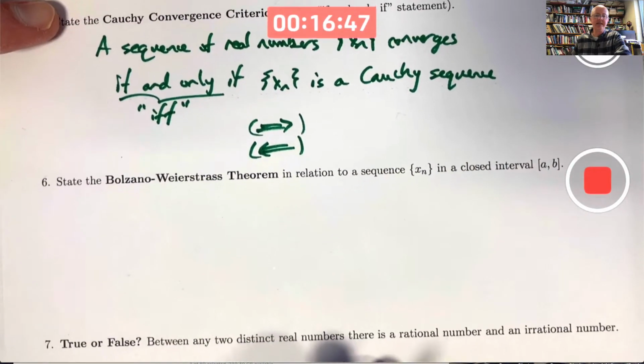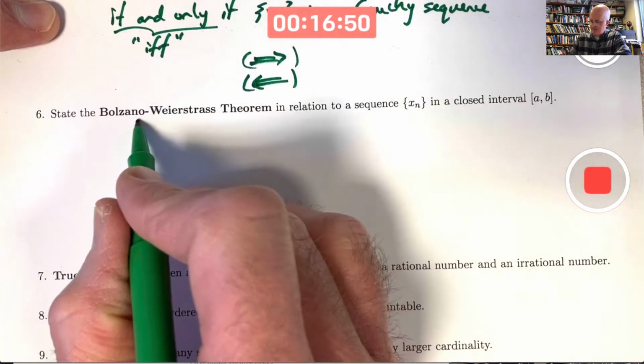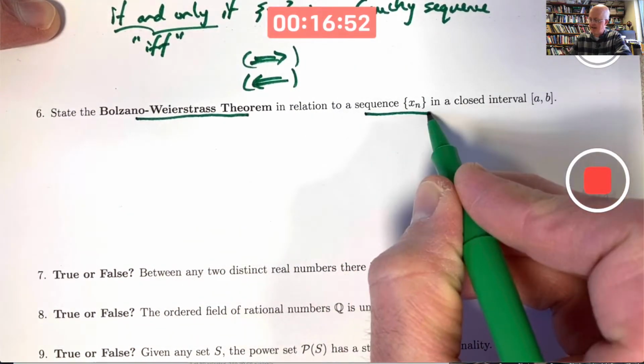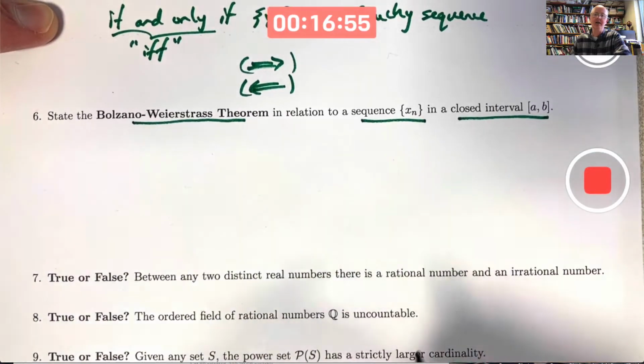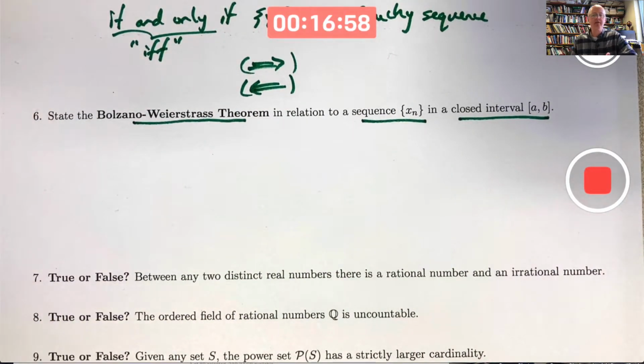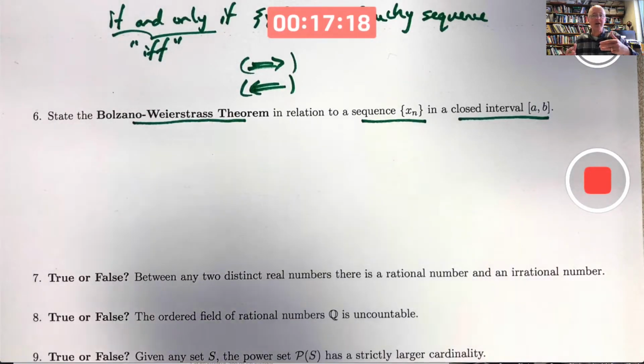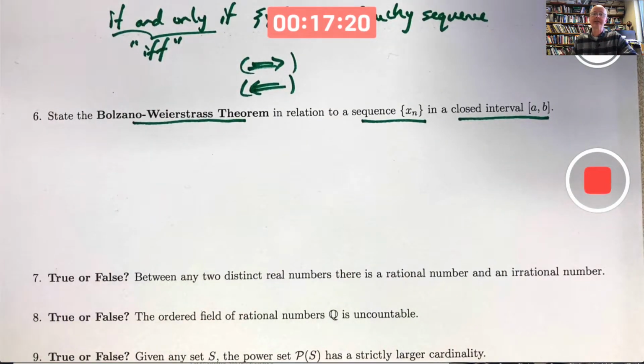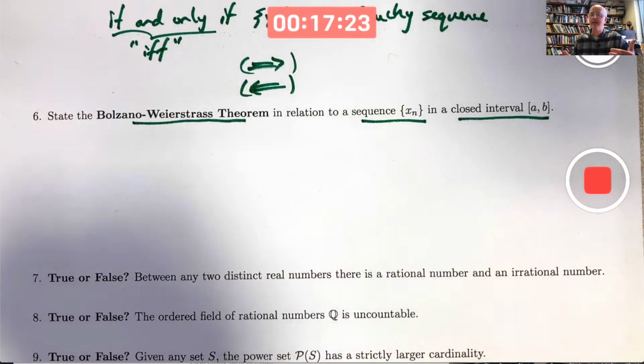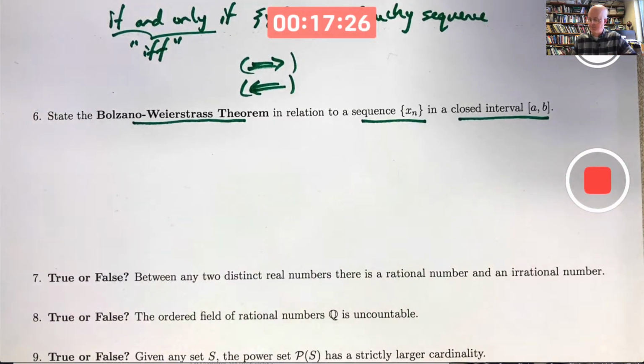Number 6 says to state the Bolzano-Weierstrass Theorem in relation to a sequence xn in a closed interval from a to b of real numbers. That's the assumption. There are various ways of stating the Bolzano-Weierstrass Theorem. One way of saying it is that any bounded sequence of real numbers has what's called a convergent subsequence. You can also state it in terms of n-dimensional space, Rn, where the elements are n tuples of real numbers. You can say that any bounded sequence in Rn has a subsequence which converges.